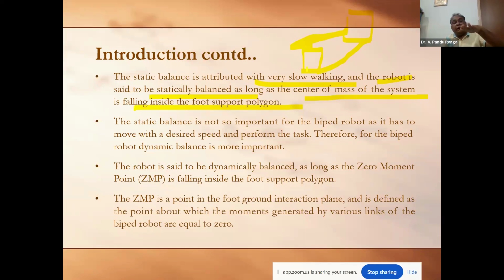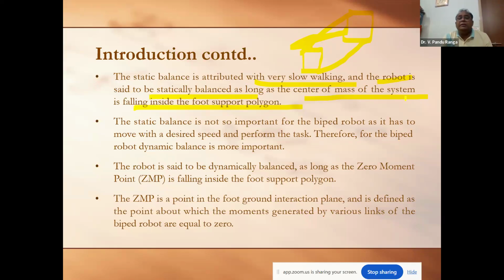So when you are in the single support phase, only the support leg area will be treated as the foot support polygon. When the robot or the humans are in the double support phase, the entire area, like this, this entire polygon is considered to be our foot support polygon.